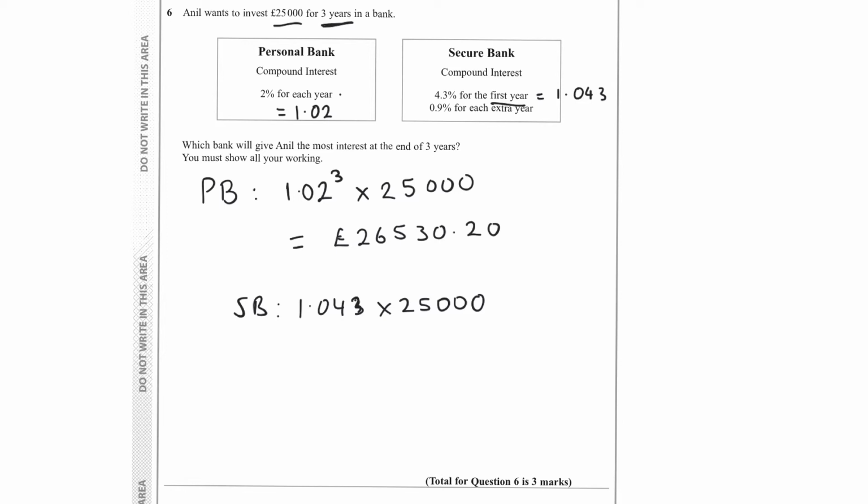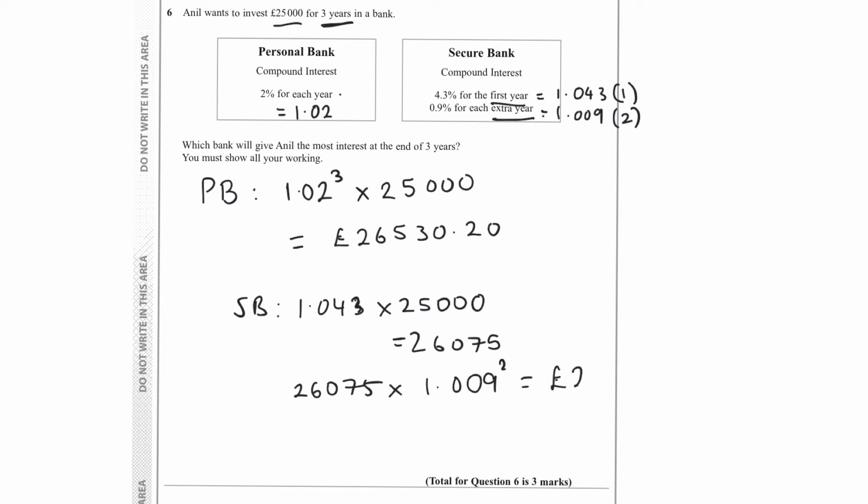26,075. Then you would do that 26,075 multiplied by 1.009, because that's the rate as a decimal for the extra years. Because it's 3 years in total, if 1 year is there, then it would be 2 years at that rate, so that would be squared. If you put that all into your calculator, that would leave you with an answer of 26,546.46. So if we have a look at those two answers, at the end of the 3 years it's Secure Bank where he has the most money, so that's the bank he should preferably use.